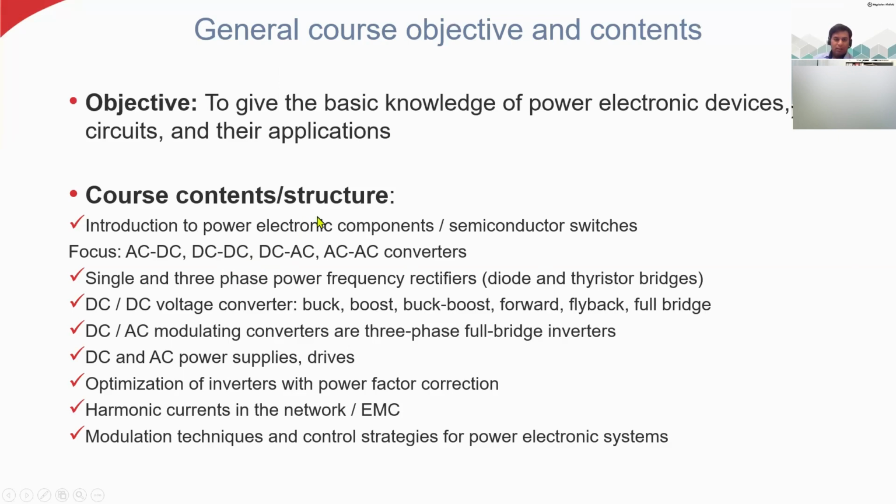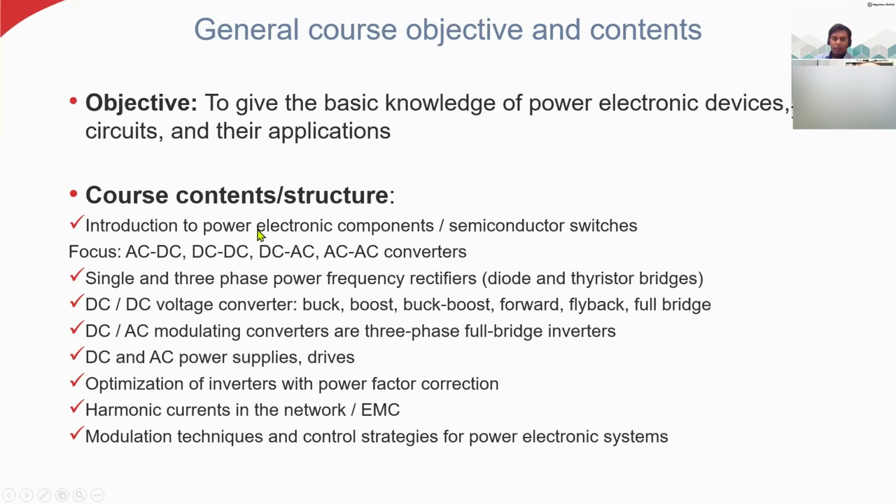This is the course structure or course contents. First, we will go through this introduction part where we will introduce what is power electronics and what are the power electronic components. And then we will see different types of power conversion methods, AC to DC, that is rectification, and DC to DC, and DC to AC, and AC to AC.